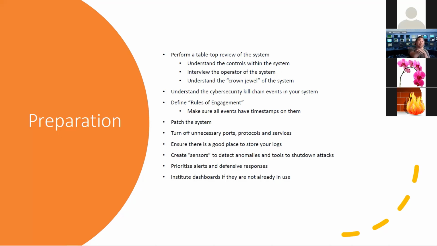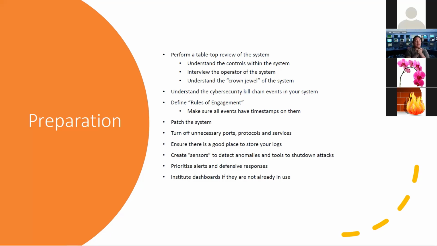And remember, this is in the preparation section. It's not during the exercise section. Once you understand all these, you have to prioritize your alerts and your defensive responses. Look at your kill chains. Figure out which one is more important. Figure out how you're going to alert the blue team as this is happening. These are the potential things, and this is the crown jewel they're going to get to.